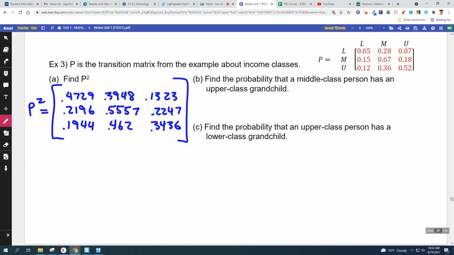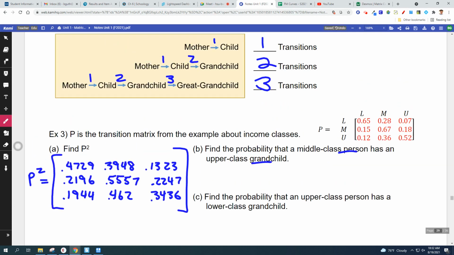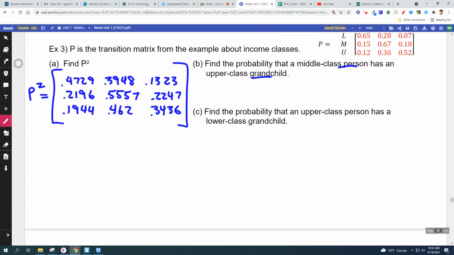So part B says, find the probability that a middle class person has an upper class grandchild. So we're going from a person to a grandchild. So if we're going from a mother to a grandchild, that was 2 transitions, right? We're doing 2 transitions. And so how I would write this is like this. We're going the probability from a middle to an upper, but in 2 transitions. That's how I write it.